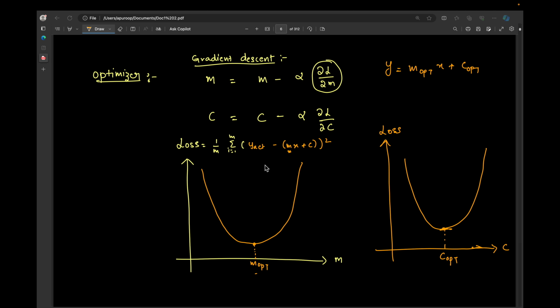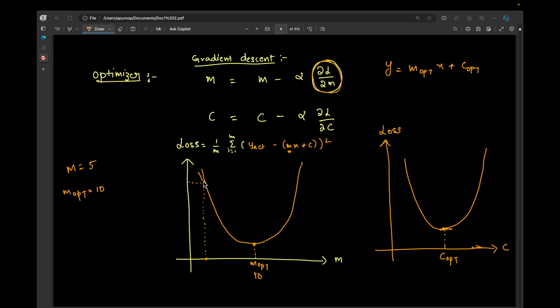So initially we might have M, let's say our initial M value is 5, but M optimal is 10. That means M optimal is 10 over here and the initial M value is 5. So initially we'll be somewhere over here and the error is high, right? This is the amount of loss that we have, and it is very high. So what we'll be doing is applying this formula. This formula signifies the slope at this particular point.